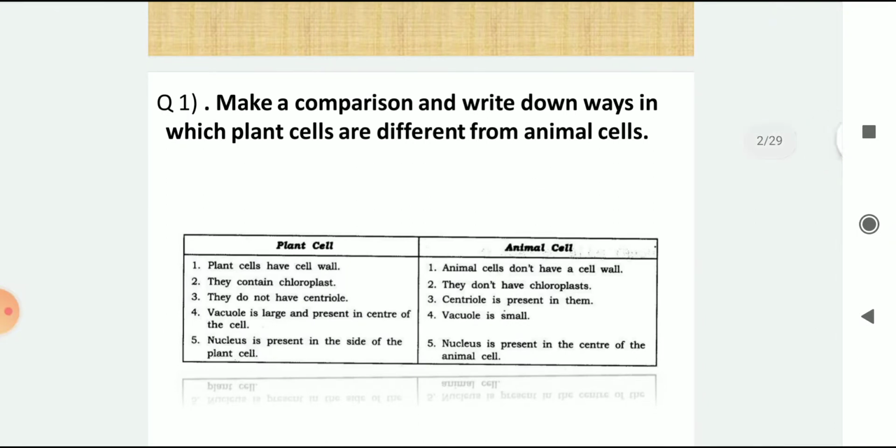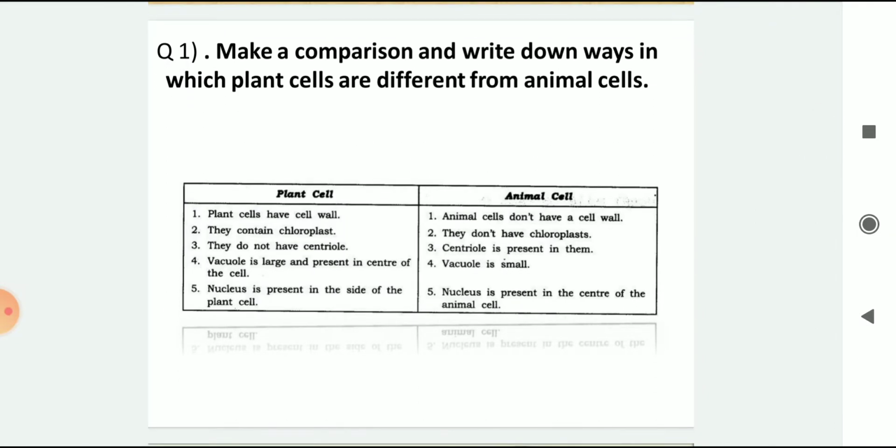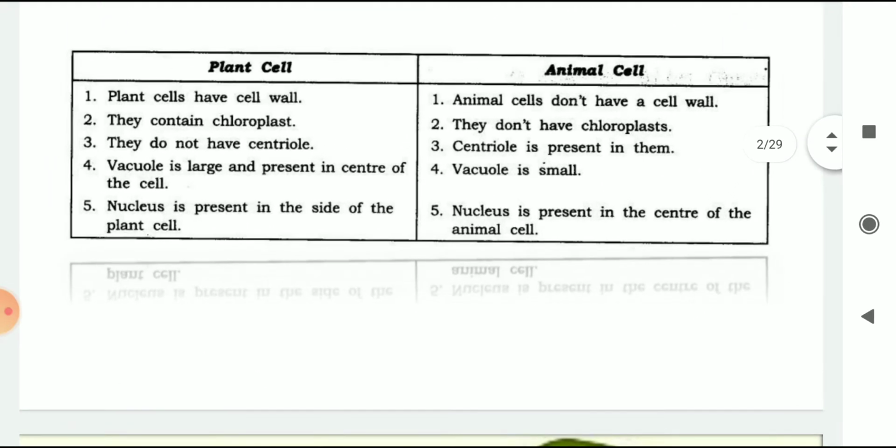The first question is to make a comparison and write down ways in which plant cells are different from animal cells. So, plant cells have a cell wall while animal cells don't have a cell wall. Plant cells contain chloroplast while these are absent in animal cells. Plant cells do not have any centriole, but in animal cells centrioles are present.